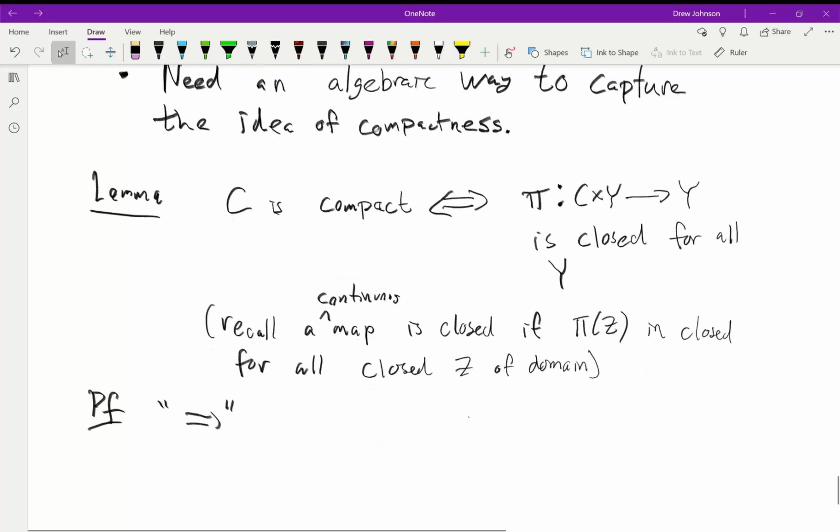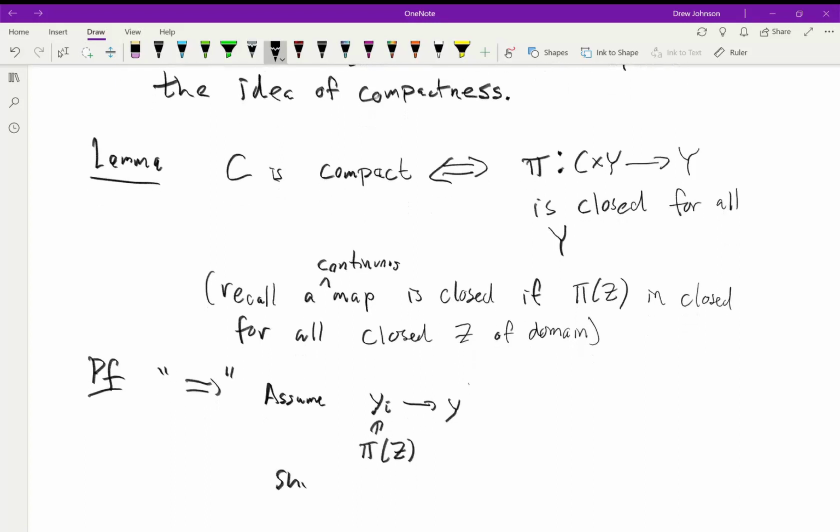All right, so let's do the forward direction first. We're going to use the characterization of compactness that every infinite sequence has a convergent subsequence. That's equivalent to being compact. Let's assume that we have a sequence y_i that converges to y, where the y_i's are in pi of Z, where Z is some closed subset of C cross Y, and we're assuming C is compact. We just need to show that pi of Z is closed, so we just need to show that y is in pi of Z, and then we'll be done.